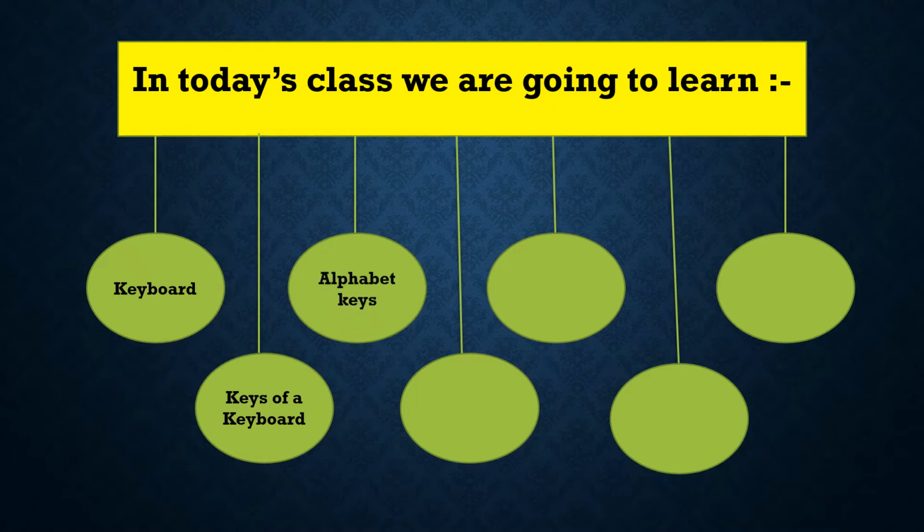Number 3 is alphabet keys. What are alphabet keys? Number 4, number keys. What are number keys? Number 5, function keys. What are function keys? Number 6, arrow keys. We are going to learn what are arrow keys. Number 7, special keys. We are going to learn what are special keys.